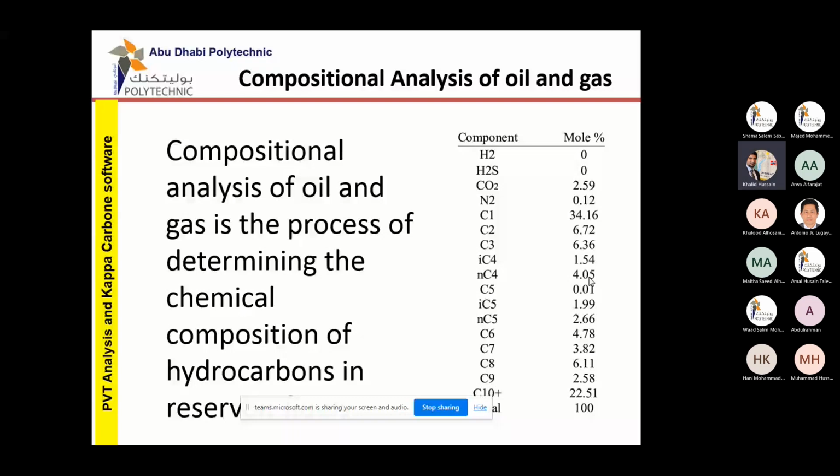Just to confirm, we do the lab test. So we have a lab test plus a simulation, then we can match each other. If they match each other, it means we are on the right path. If they're not matching, it means we need tuning of our PVT lab data. This is another topic we will discuss next. So let's see.